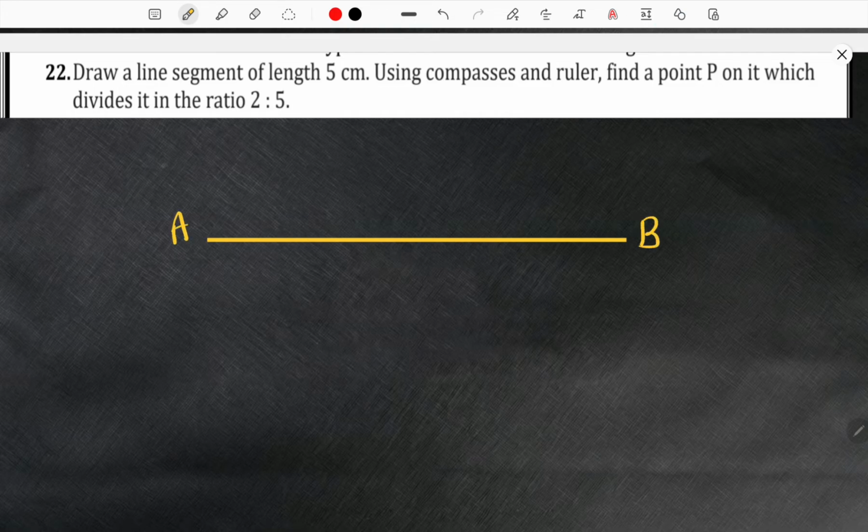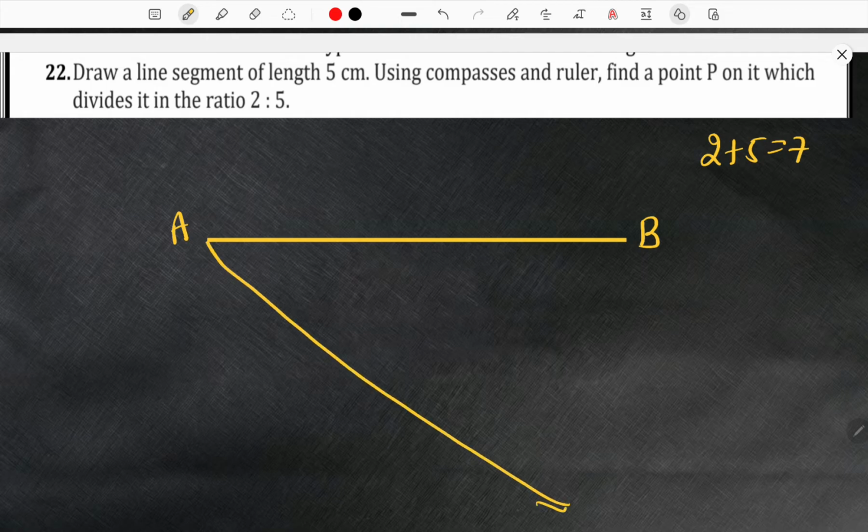Now by using the compass, you have to divide it in the ratio 2 ratio to 5. 2 ratio to 5 means, you understand, no? 2 plus 5 is equal to 7 parts. Alright, so you draw an acute angle here. So here is the acute angle.